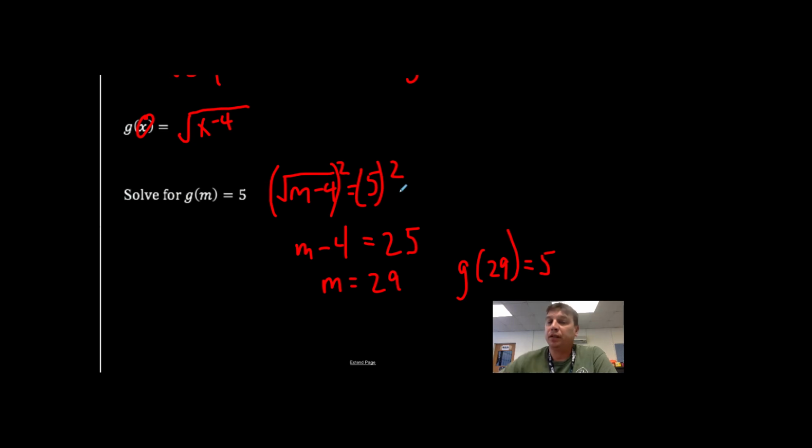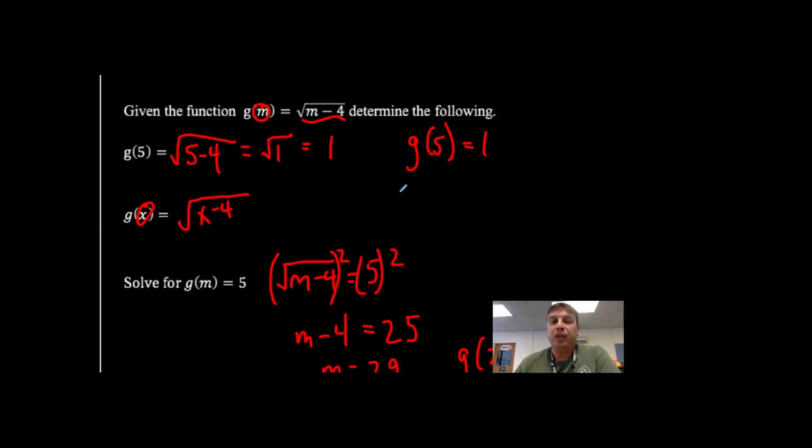And we can double check this. Let's scroll back up to the top. If I put a 29 in here, 29 minus 4, that's 25. Square root of 25 is 5.